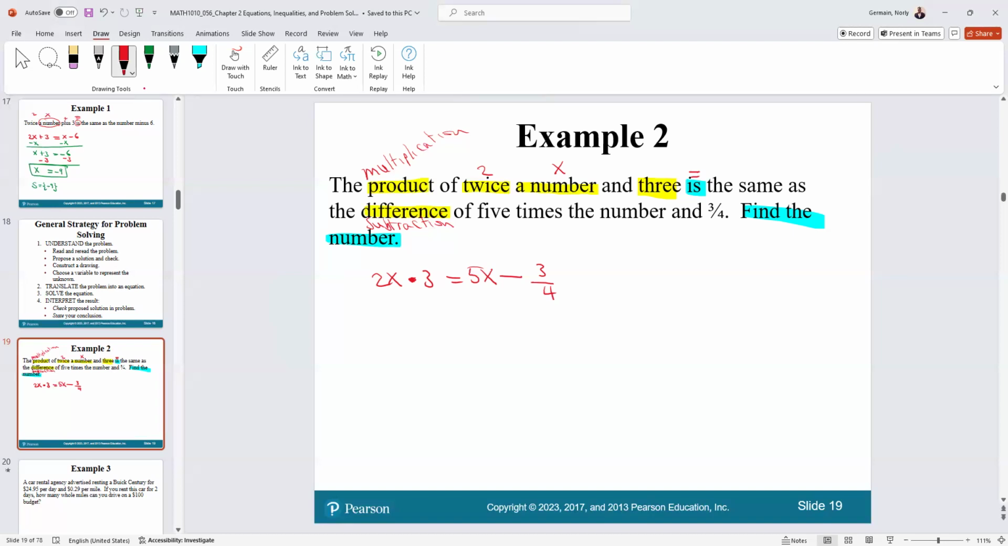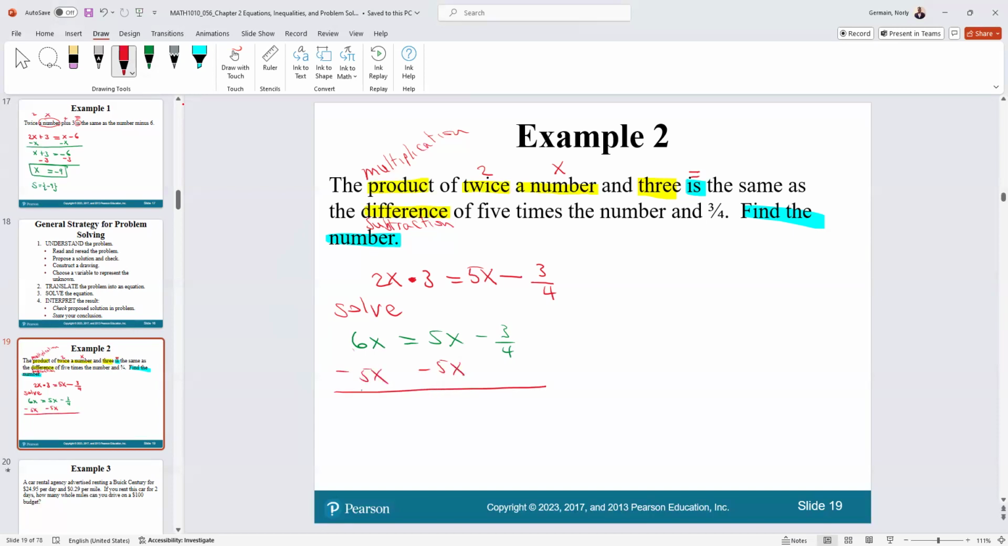Now, the next step is really to solve to find that number. So how are we going to solve it? First of all, 2x times 3 gives you 6x equal 5x minus 3/4. We could look for the common denominator here. That means the least common denominator for both sides would be 4. But I don't need to do it first. I can just try to get all the x's on one side. So what I can do here is to subtract 5x from both sides first.